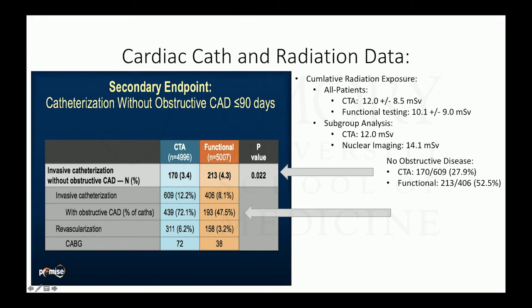In terms of other findings and secondary endpoints, there was a higher rate of cath in the CTA arm than in the functional arm.